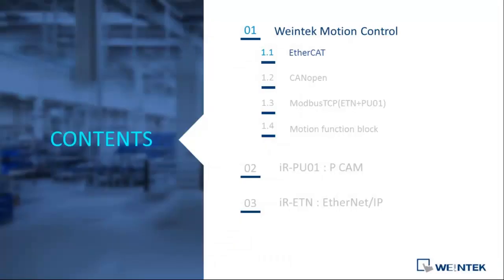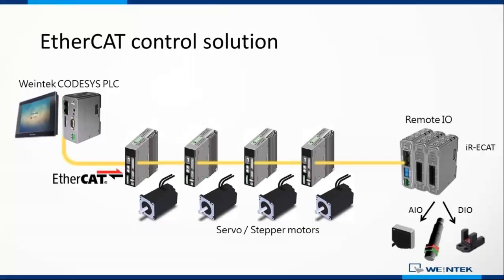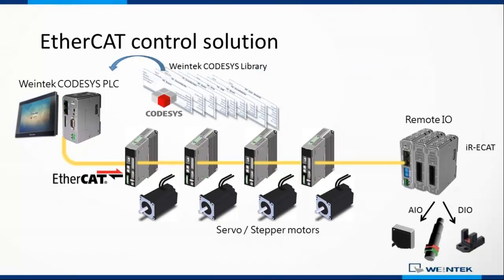Let's move on to the EtherCAT protocol. On EtherCAT, controlling several modules just means stringing every device together on the bus. If we have digital or analog I/O requirements, we can add iR-ETN into the bus. And through the Weintek library, we can directly control the servo motors. There is almost no limitation on adding axes on the bus. We're able to add as many axes as we want, even over 100 axes.